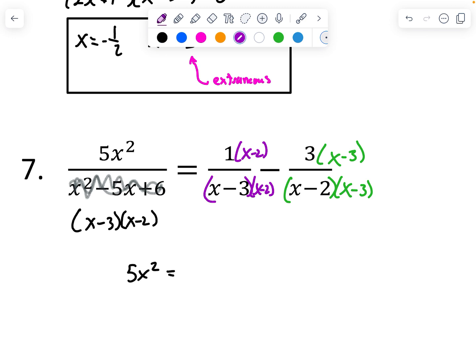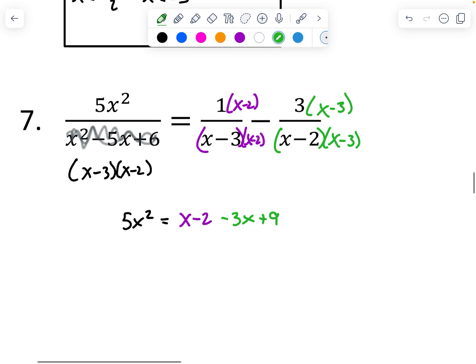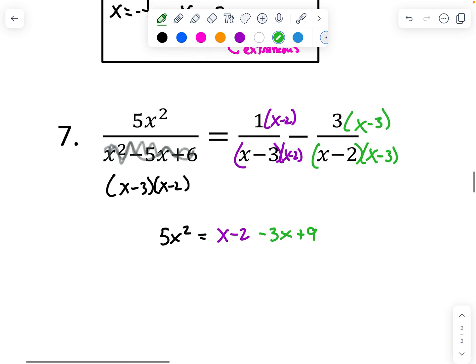Equals the purple, which is just x minus 2 because it's distributed 1, that does nothing. And then over here, distribute the negative 3. So the green becomes minus 3x plus 9. Be careful with that. That's one of the more common mistakes people make. All right, I was just double checking real quick.